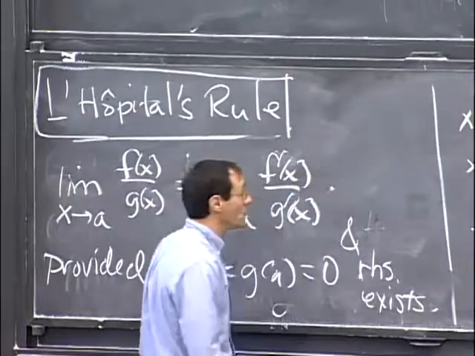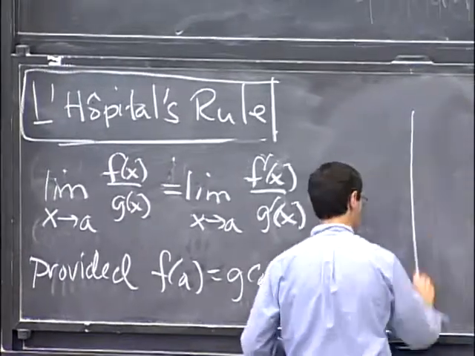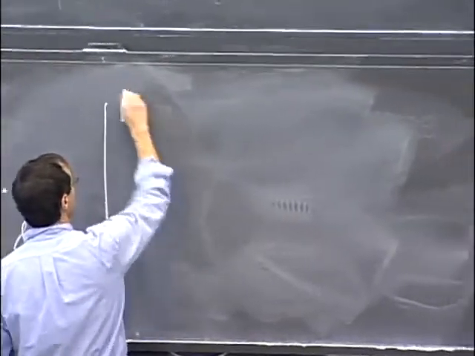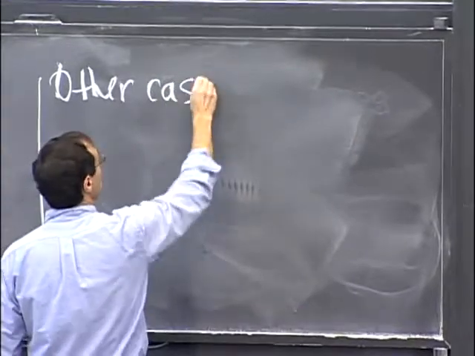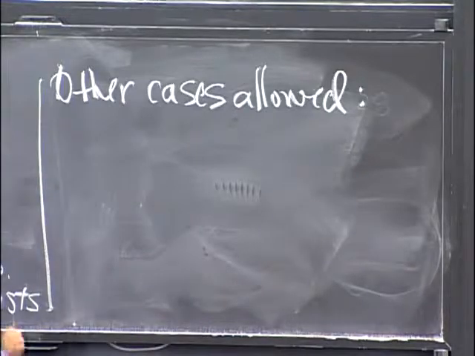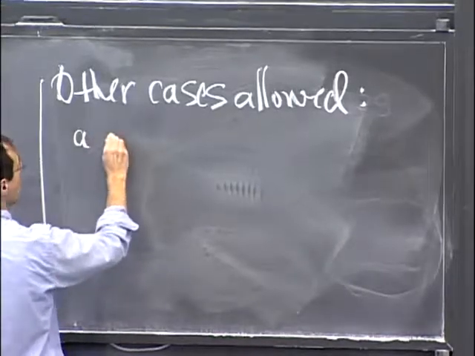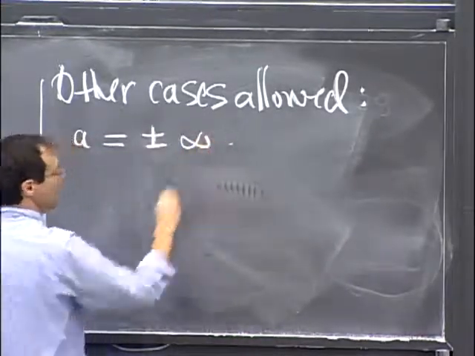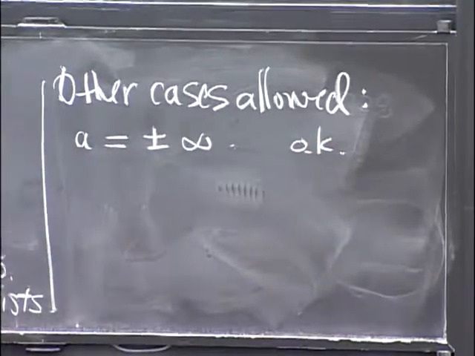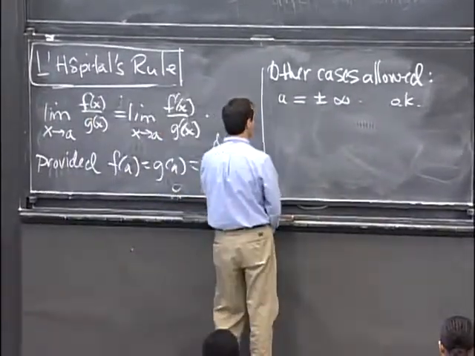But I claim that it works better, and I'll write them again to show you that it works for these. So there are other cases. And the other cases that are allowed are this. First of all, as indicated by what I just erased, you can allow a to be equal to plus or minus infinity. It's also okay. So you can take the limit going to the far ends of the universe, both left and right.